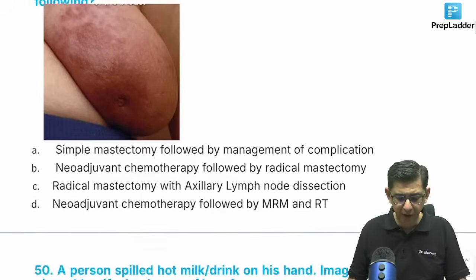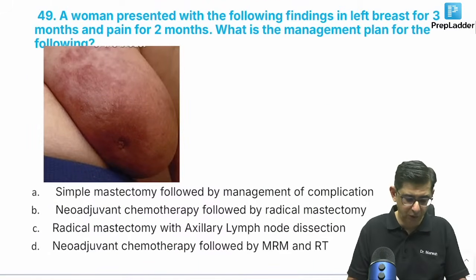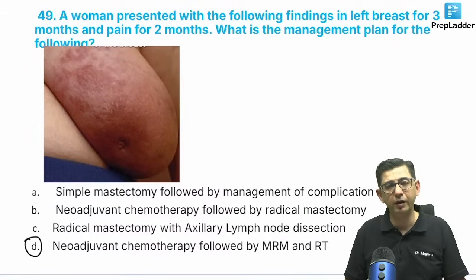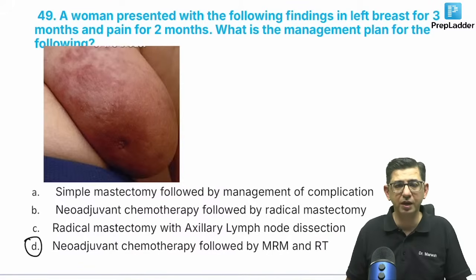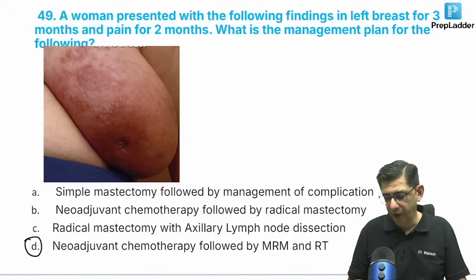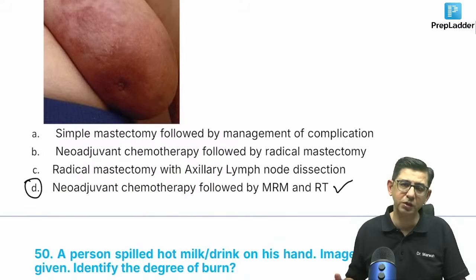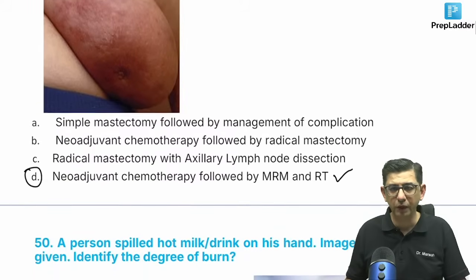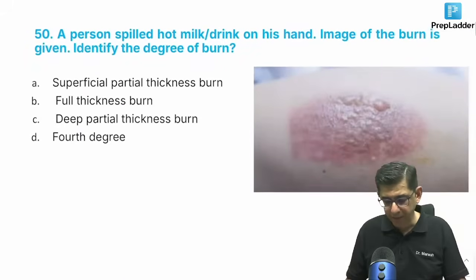Then was inflammatory carcinoma. This you guys are good at. Inflammatory carcinoma, one of the most aggressive breast cancers: neoadjuvant chemo followed by MRM followed by radiotherapy. That makes sense here. And for the remaining options, much less aggressive approaches are there.